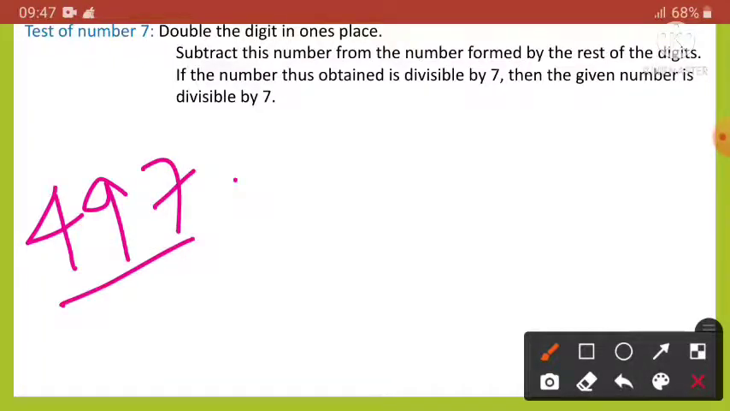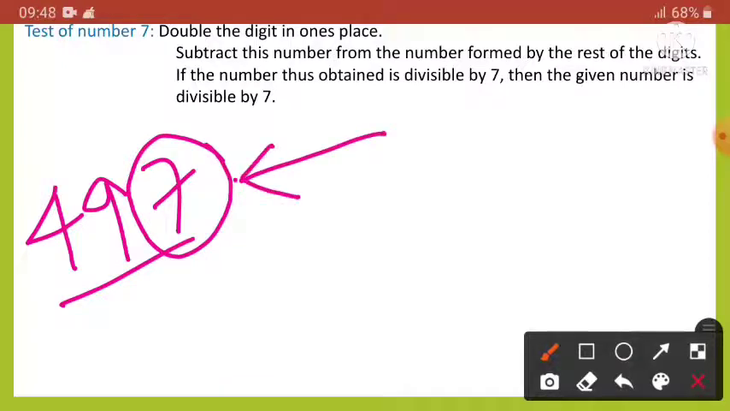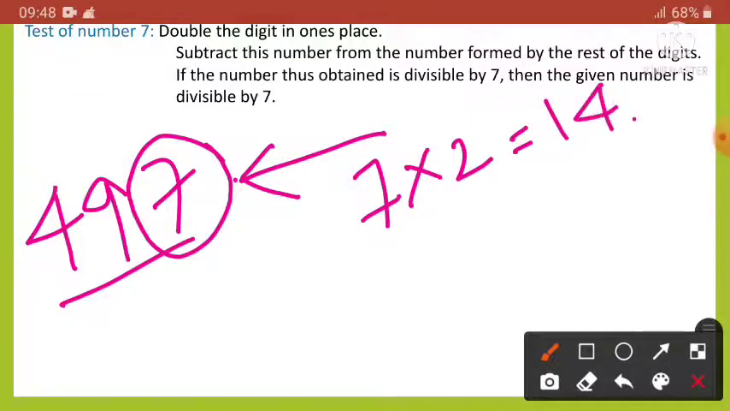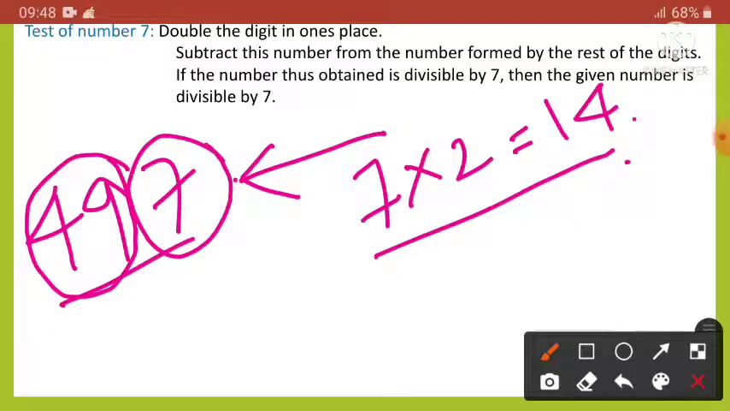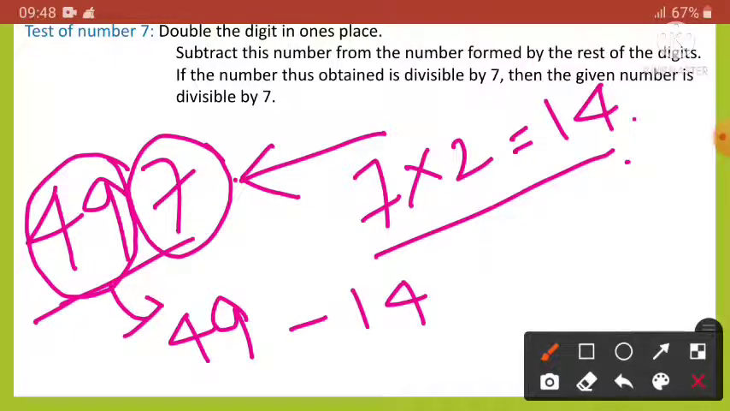Okay, suppose I am taking one example, 497. Is it divisible by 7? The first rule is we have to double the digit at ones place. So here it is 7. So 7 into 2, we have to double it, that is 14. Now we have to form the number by taking the rest of the digits. So what are the rest digits? 4 and 9. So the number formed by the rest of the digits here is 49.